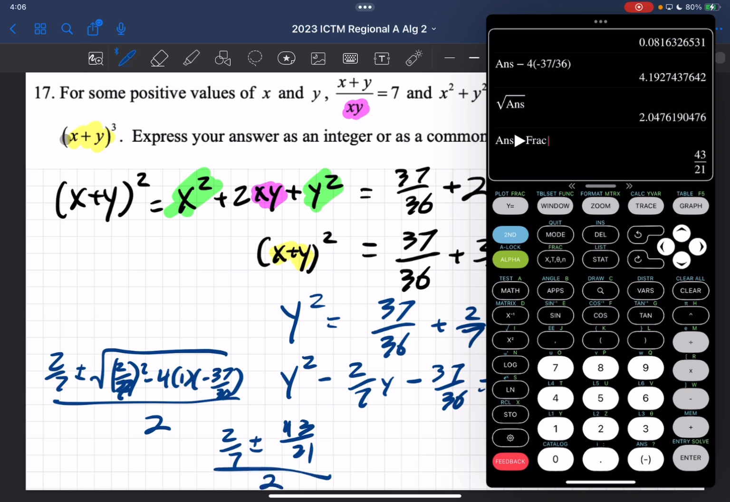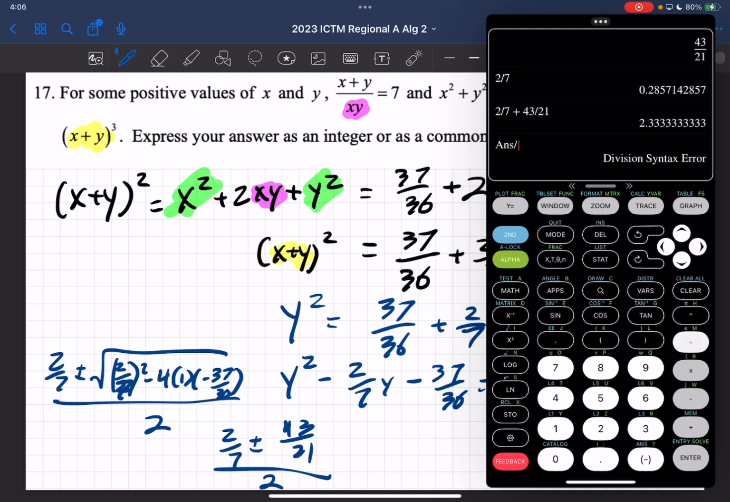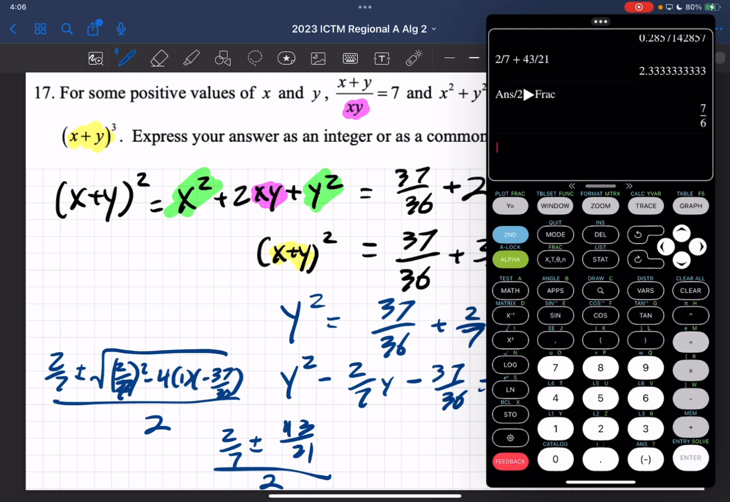Now they said for some positive values of x and y. That means x plus y can't be negative. So if I take 2 over 7 and subtract 43 over 21, I get a negative. So I know that can't happen. All I can have is the positive value. So if I divide by 2, I get 7 over 6.